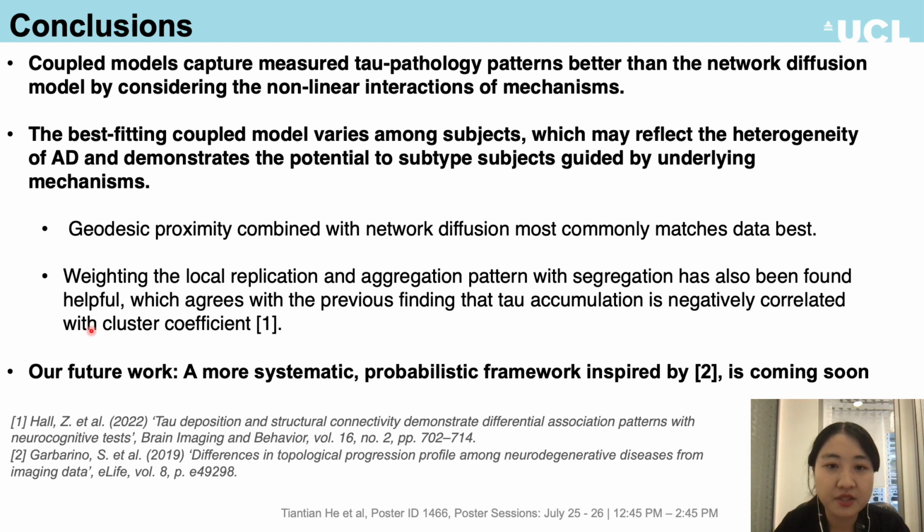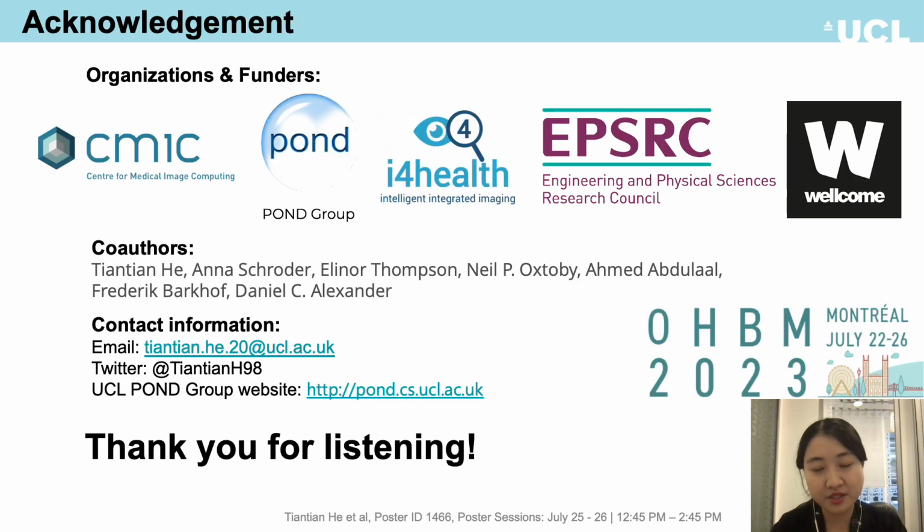For future work, the subtyping is currently deterministic, and it's based on our 4 submodels, each coupling the propagation model with only a single appearance mechanism. But we will soon release a more systematic framework, which includes a combination of several potential mechanisms simultaneously, by embedding the topological profile proposed by Garbarino et al. into our coupled modeling framework in a nonlinear way. And the subtyping process will be implemented in a probabilistic way by assigning each mechanism a probability. Please keep track. This comes to the end of my presentation.